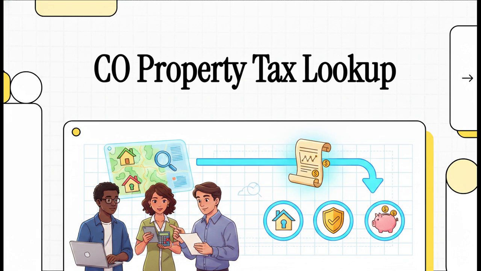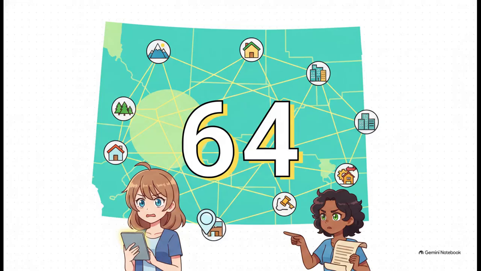By the end of our time together, you're going to have a clear, step-by-step roadmap to finding accurate tax data, and just as importantly, you'll know how to avoid the common pitfalls that trip up so many people. Okay, let's dive into this. And we're going to start with the number 64.